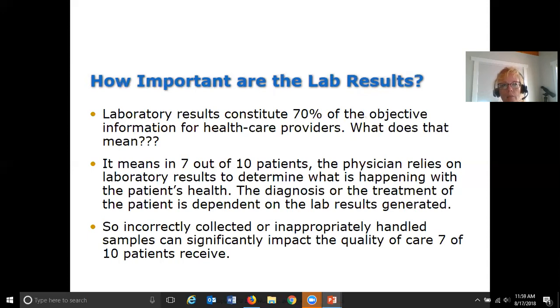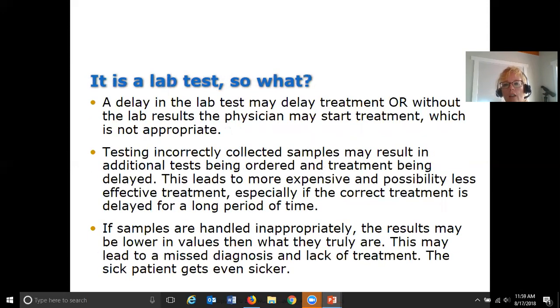So the sample has to be correctly obtained, it has to be correctly handled, and it has to be correctly processed in order to give the physician accurate results. You may think, oh, it's a lab test, so what? That's not a big deal. Well, let me tell you, a delay in the lab test may delay treatment.